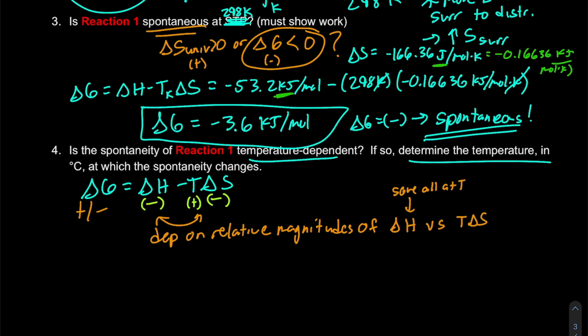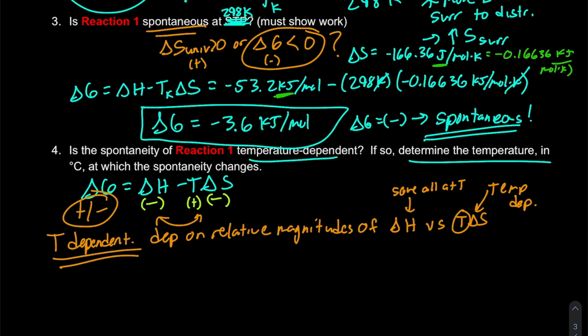And we notice that delta H is going to be the same at all temperatures for the most part. It's not really going to fluctuate that much, but this is where our temperature dependence comes in. So we notice that there's this temperature component here. And we see there's a possibility for our delta G to be negative or positive. Because there is a possibility for it to be negative or positive, depending on the relative magnitudes, that would let us know that this reaction is temperature dependent. At some temperature it could be a negative delta G. At some temperature it could be a positive delta G.